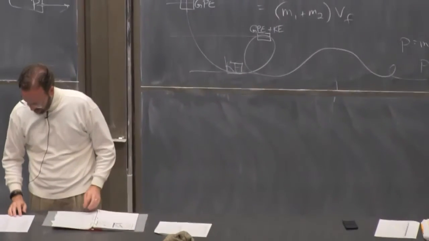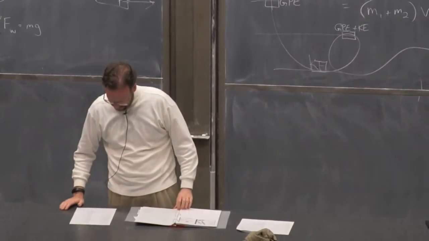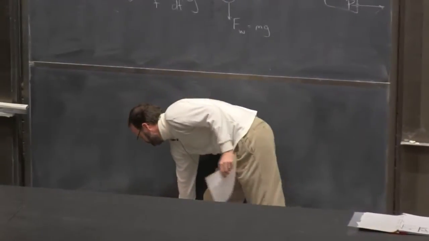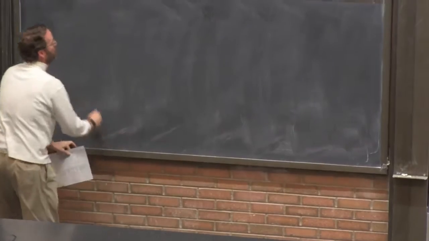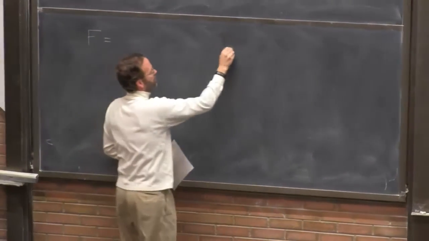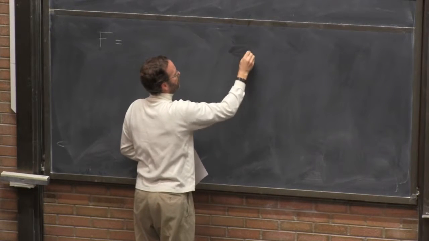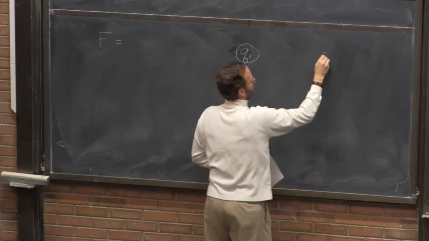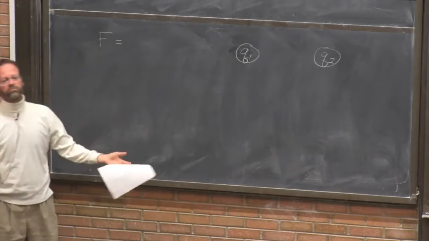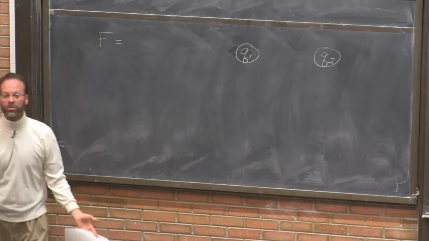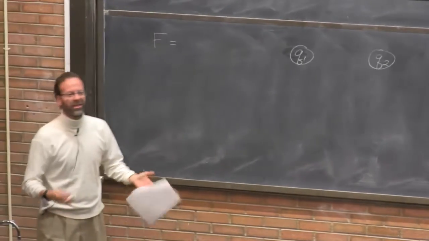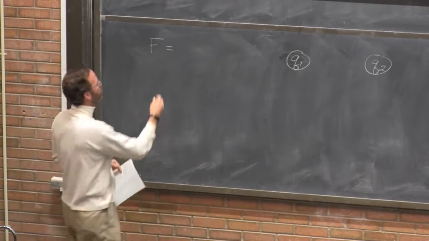Electrostatics and electric current. Coulomb's law was just the force between charges. Well, charge 1, charge 2. Is there a force between them? There's a gravitational force because they have mass. But because they have charge, there's also this electric force, the Coulomb force.